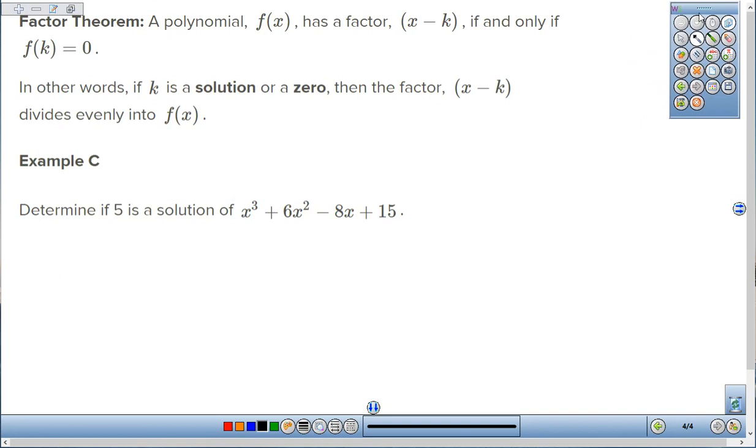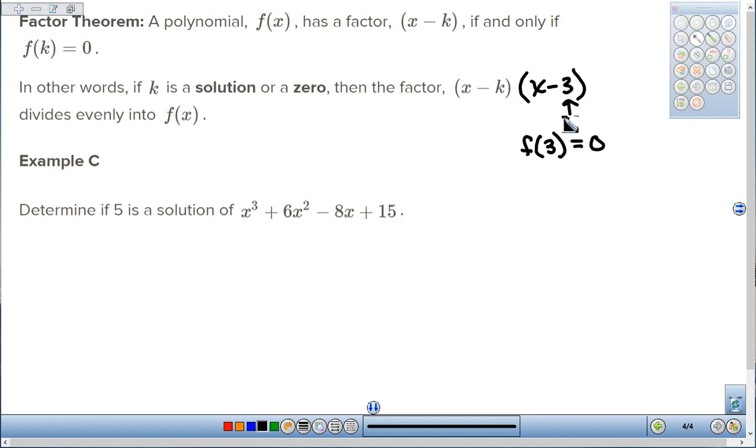Lastly, yes, we have a factor theorem. It says for a function f of x, the factor x minus k exists if and only if the function of k equals 0, okay? Now, in other words, more simply said, what it means is if my factor says x minus 3, and I were to plug in a 3, so if I did f of 3 and the result was 0, then that means x minus 3 is a factor.